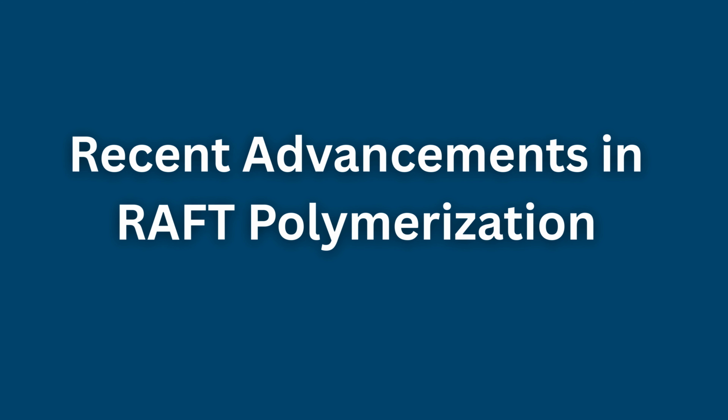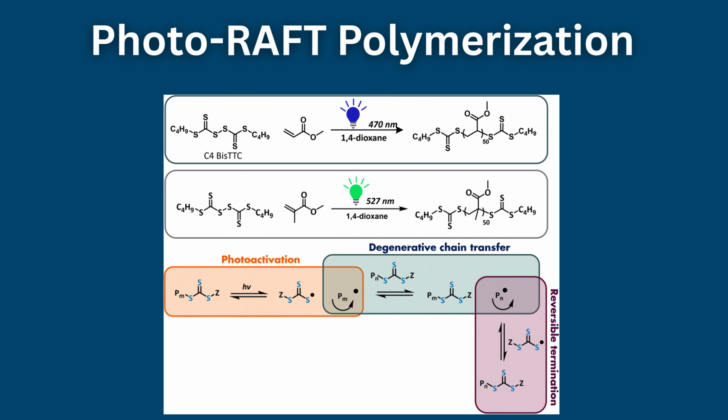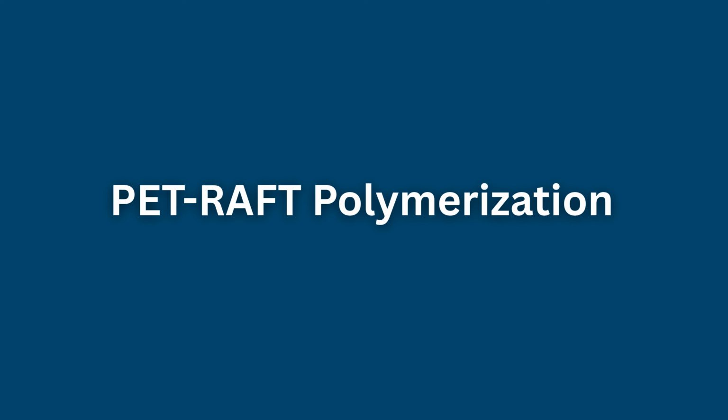Recent advancements in RAFT polymerization. In recent years, significant advances have expanded the versatility and applications of RAFT polymerization. Photo-RAFT polymerization. Light-mediated RAFT processes allow polymerization under mild conditions with spatial and temporal control. Photo-RAFT techniques enable precise patterning of polymer structures and are widely used in surface functionalization and microfabrication.